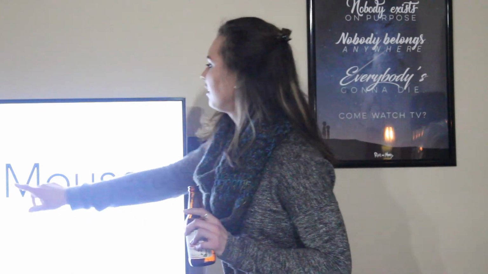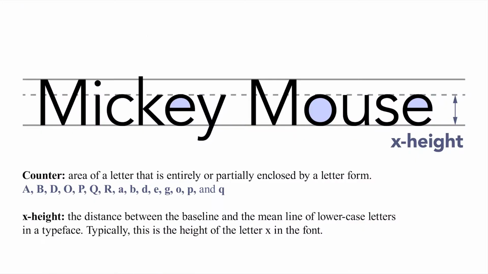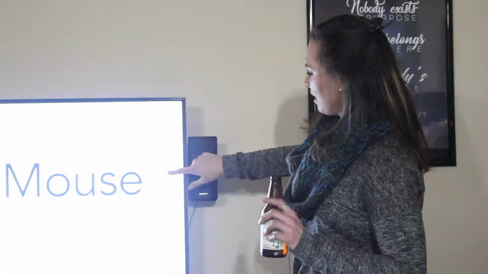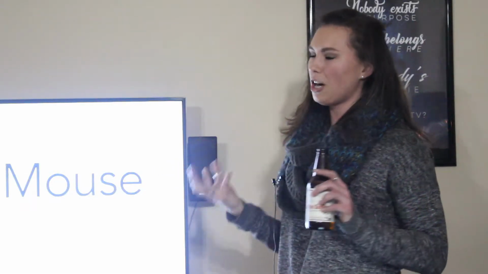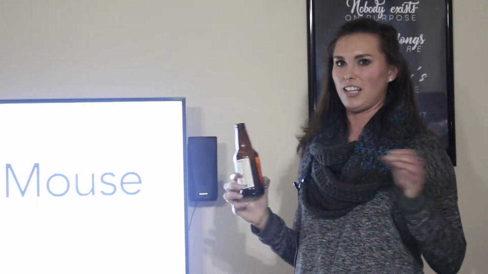So going back to elementary school. So counters are these holes in your letters right here. So here's your whole line of letters that have holes in them. They're called counters. Looks nothing like the picture I gave you. X height is the baseline to this dashed line here. And it comes from the idea of how tall the X is in that particular font.